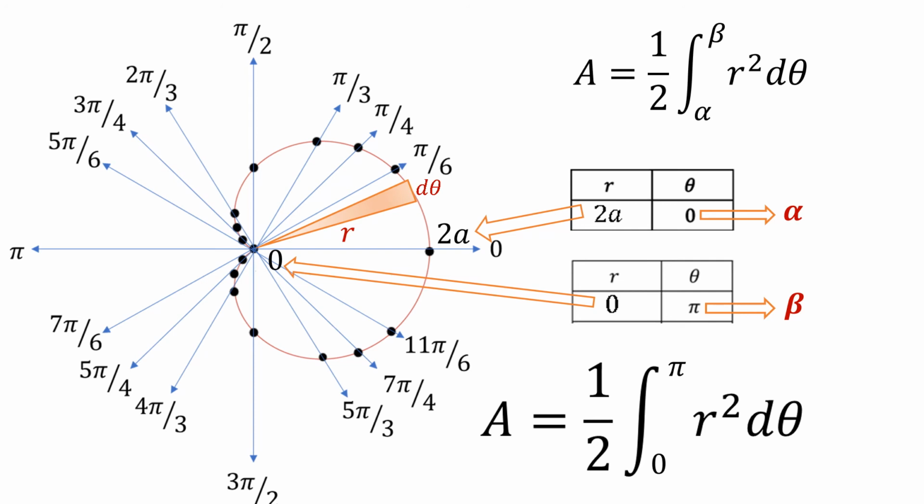Take note that the limit from 0 to pi is just half of the whole cardioid. So we multiply the whole integral by 2 because there are two equivalent areas, particularly area 1 from the first and the second quadrant and area 2 from the third and the fourth quadrant.